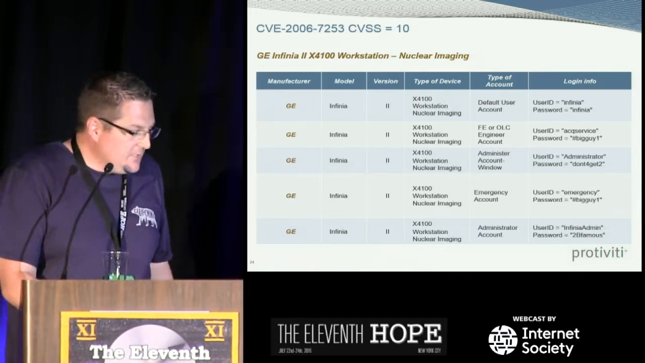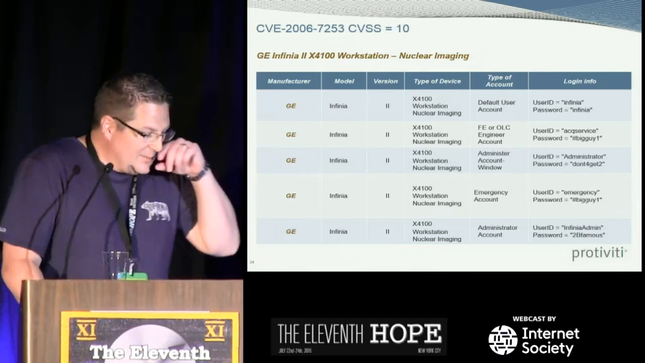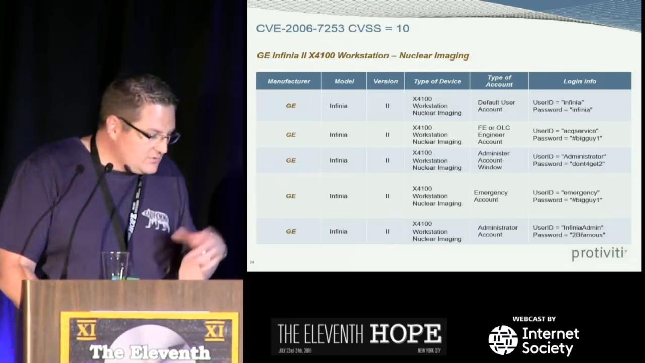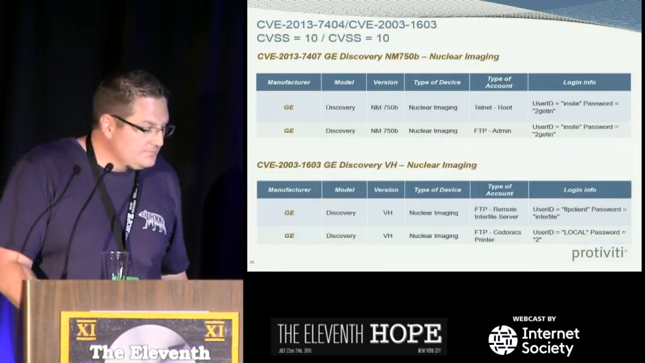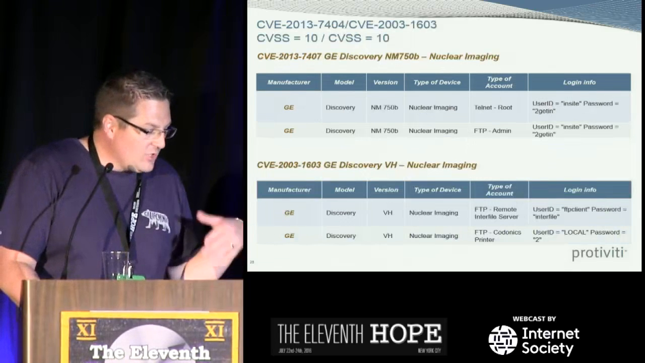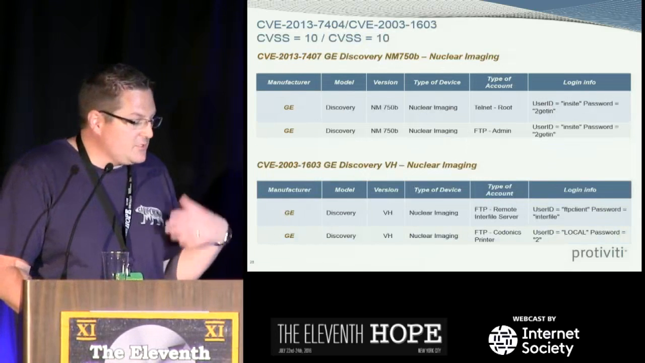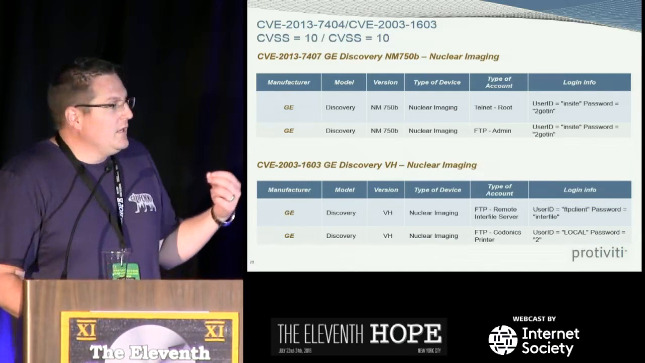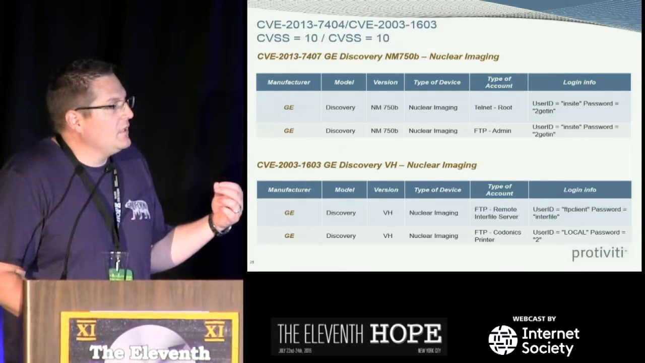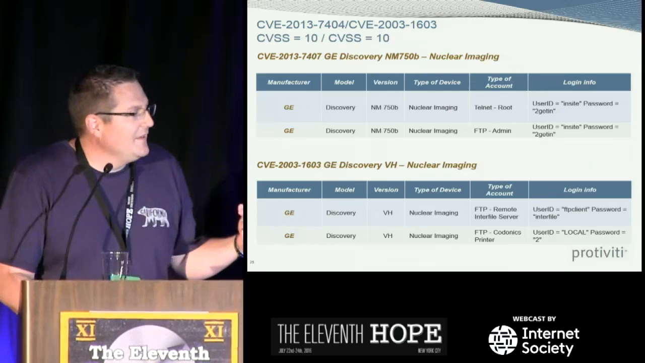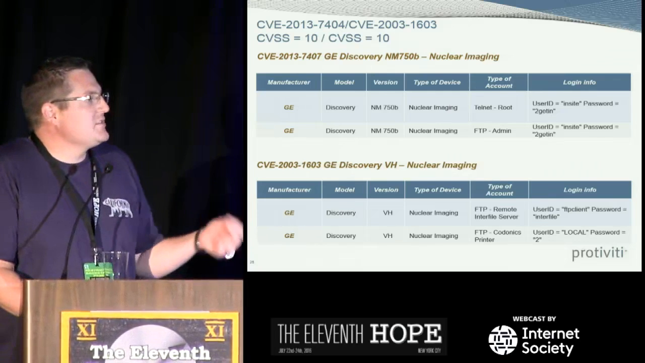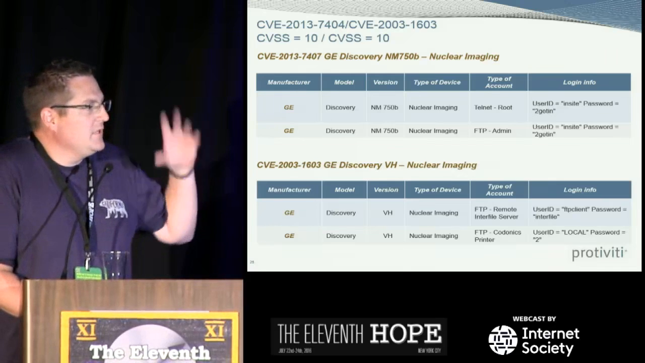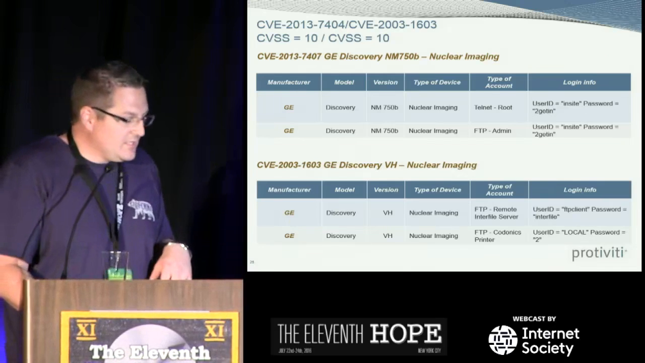So this happens to be a nuke imaging system, and so you can see default user accounts, emergency accounts, those types of things, admin Windows accounts. Here's another on the discovery on the nuke imaging. You get into remote management, so you get into telnet, into root, super awesome passwords to get in. And then you get down to nuke imaging systems below, on FTP and interfaces with printers, things like that.